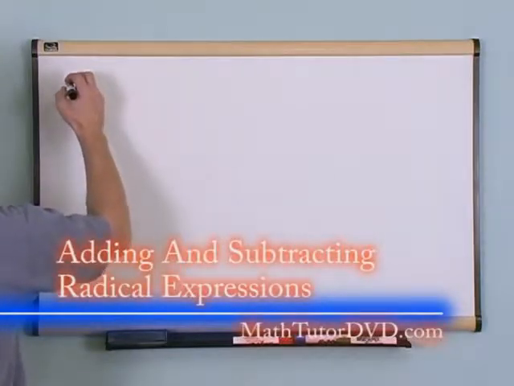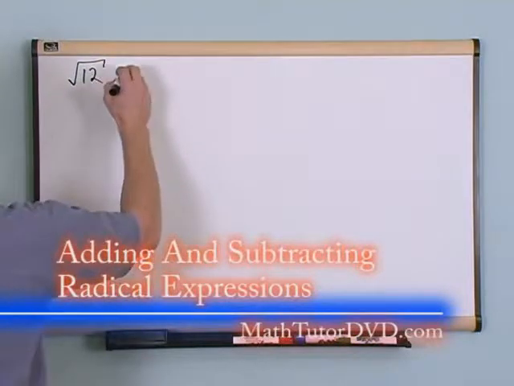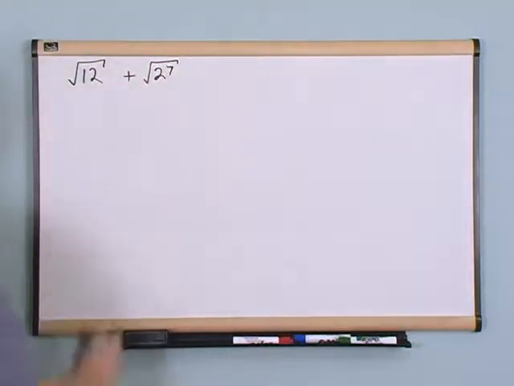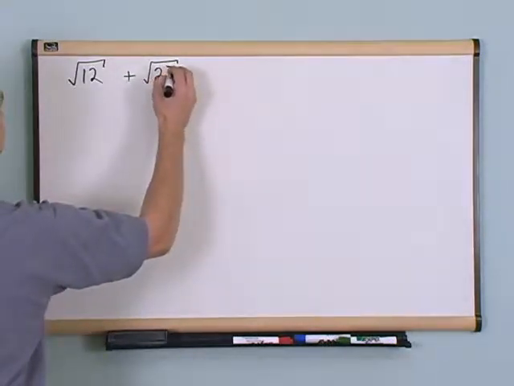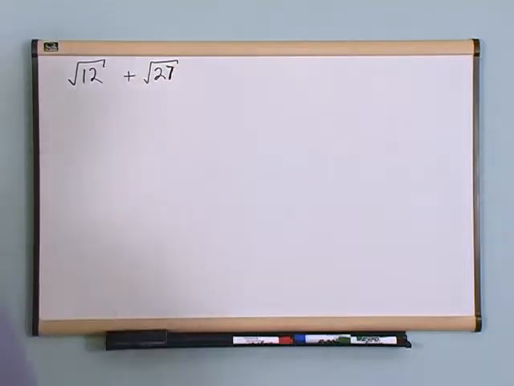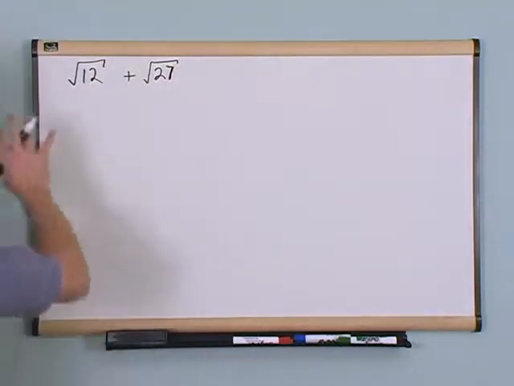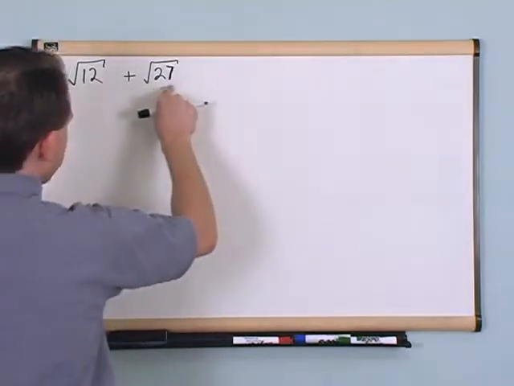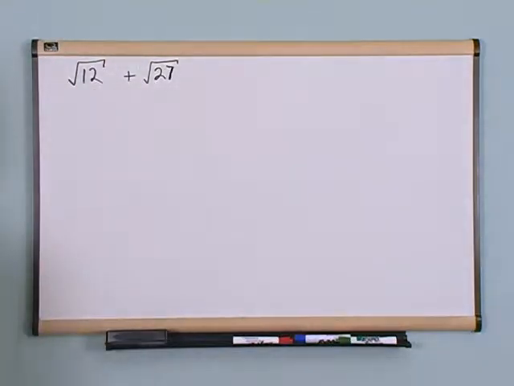Let's say that on a test or something, you had the square root of 12 plus the square root of 27. Okay? Now, you can see immediately they're different entities, and you can't really add them up without doing some work first. So don't fall into the trap of trying to add 12 to 27 and come up with something else under the radical. You can't add radicals like that. You have to do some simplification first.